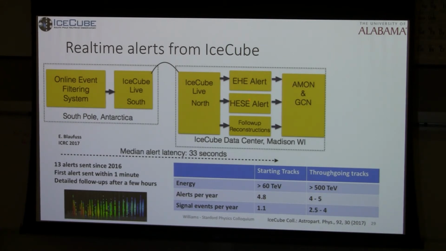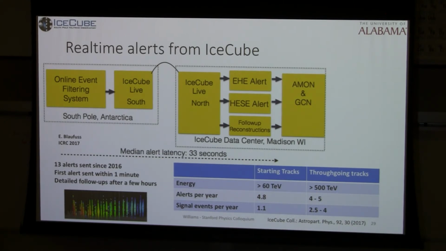And then we've got a couple of different alert streams. This is IceCube jargon, but EHE is our through-going track alert. HESE is our starting track alert. We only send tracks, we don't send cascades at the moment, because telling our electromagnetic partners to point at a 15-degree area of the sky is not very helpful. And then we send out public alerts through the AMON system. This is a multi-messenger network, and also through GCN.